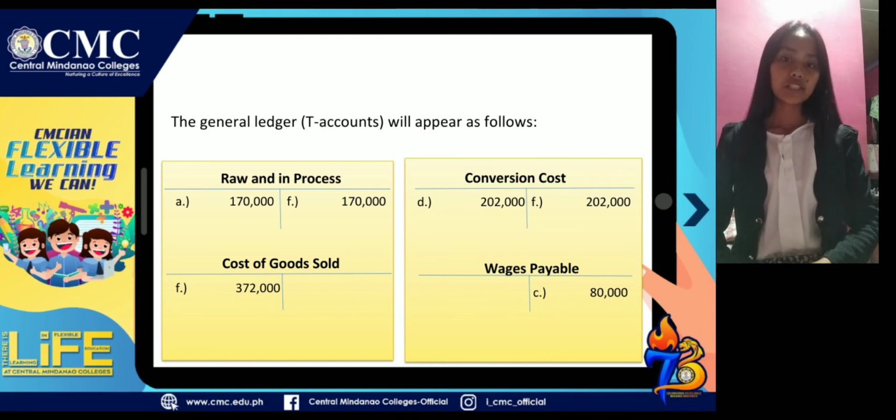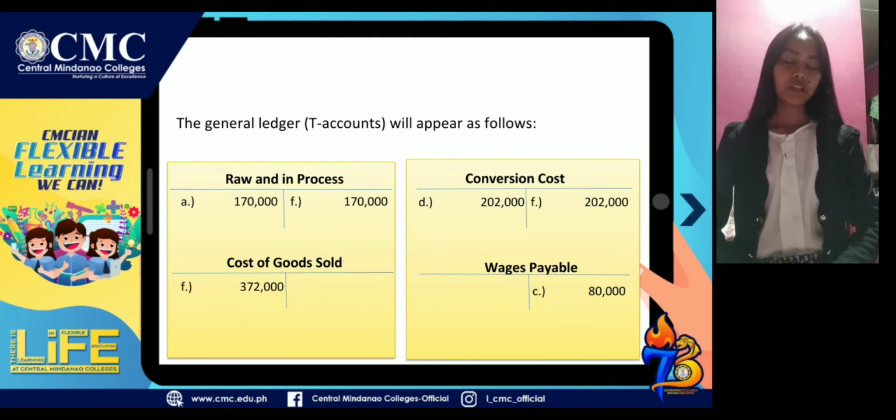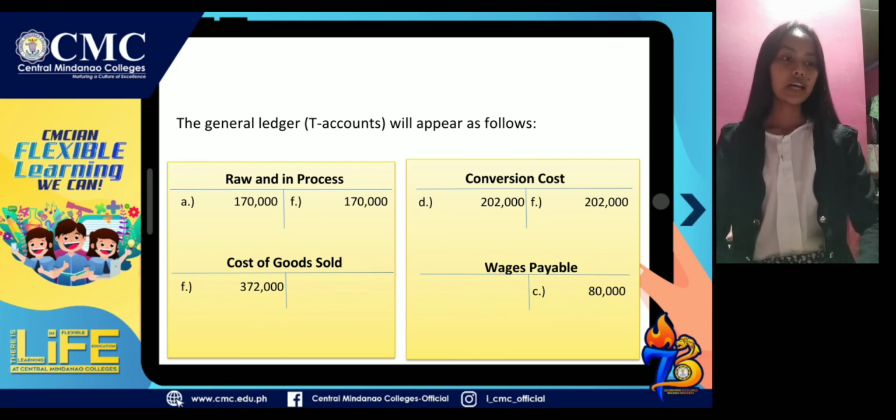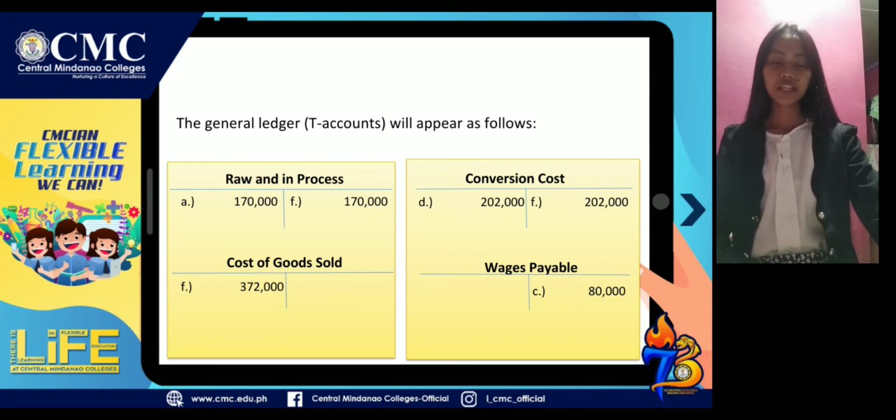So actually, there is no big difference between the traditional costing system and the just-in-time costing system. The only difference here in our transactions is that there are no entries for transactions B, C, and E under JIT costing because of the reasons I have said earlier.